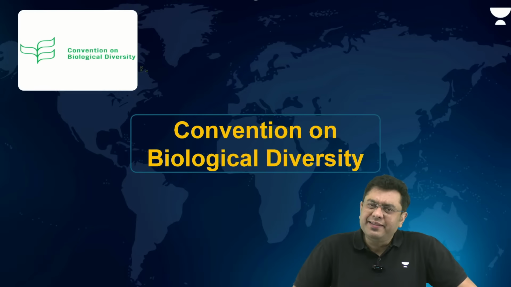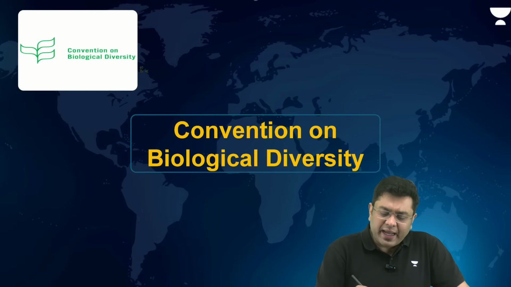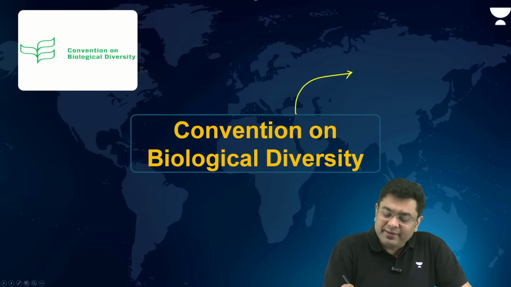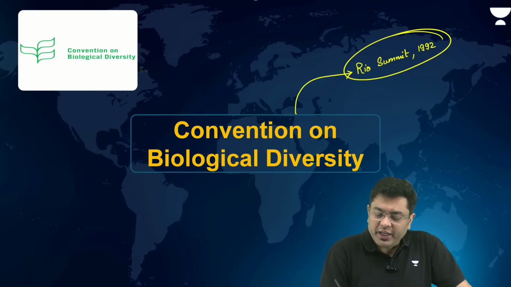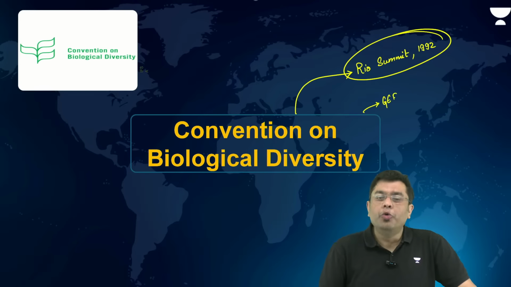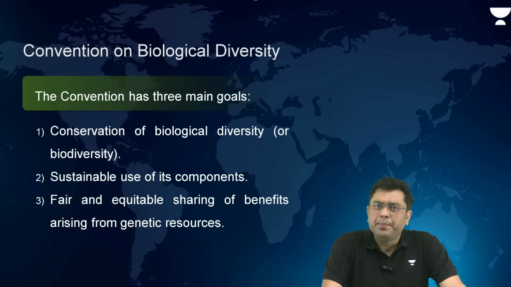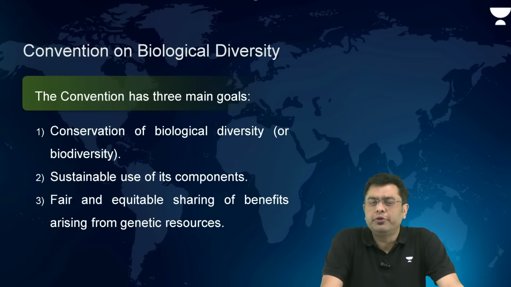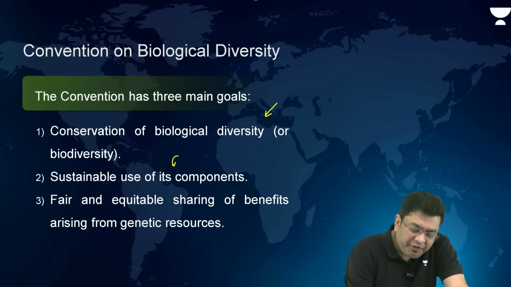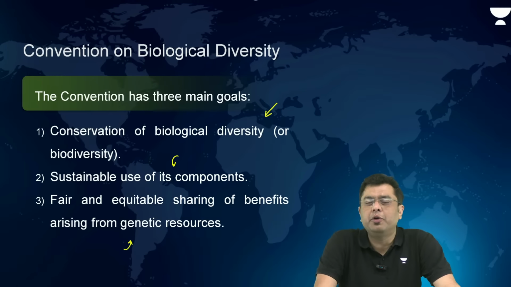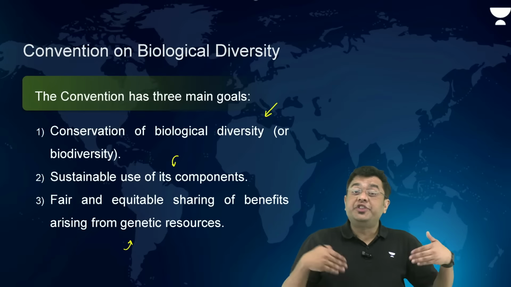Now, after this, you had the Convention on Biological Diversity, arrived when? As a consequence of Rio Summit, 1992. Funding agency, GEF, Global Environment Facility. Now here, you basically have three major goals which are to be achieved. Conservation of biological diversity, sustainable use of its components, as well as fair and equitable sharing of benefits arising from genetic resources. Now, how do you achieve those goals?